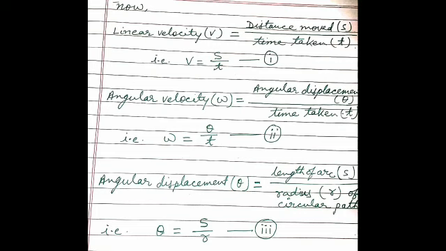So now we will derive it. As we know, linear velocity v is equal to distance moved by time taken, that is v is equal to s by t. Let us consider this as equation 1. Angular velocity is equal to angular displacement by time taken, that is omega is equal to theta by t. Consider this as equation 2. Angular displacement is equal to length of arc by radius of circular path, that is theta is equal to s by r. Let us consider this as equation 3.